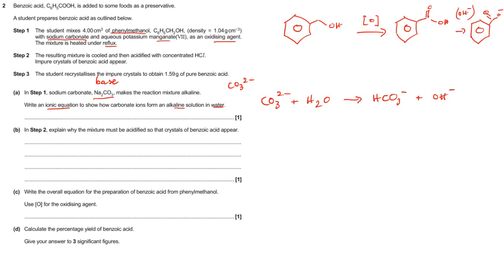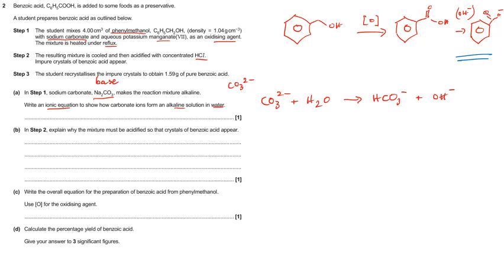Explain why the mixture must be acidified so that crystals of benzoic acid appear. Well, going back to the benzenoate ion that we created: because we did it in alkaline conditions, we don't have benzoic acid yet. So we need to protonate our benzenoate ion by adding a strong acid to it. That was why we added our hydrochloric acid in step 2.